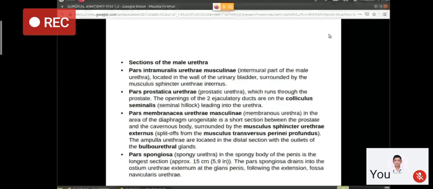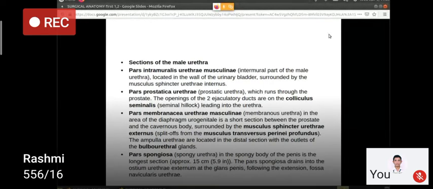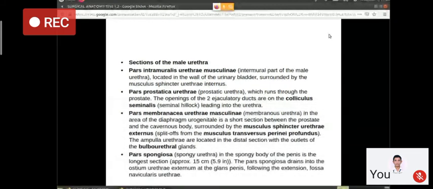Then another part is the spongy urethra. In the spongy body of the penis, it is the longest part, around 15 centimeters. The pars spongiosa drains into the ostium urethrae externum at the glans penis, following the extension, which is the fossa navicularis.